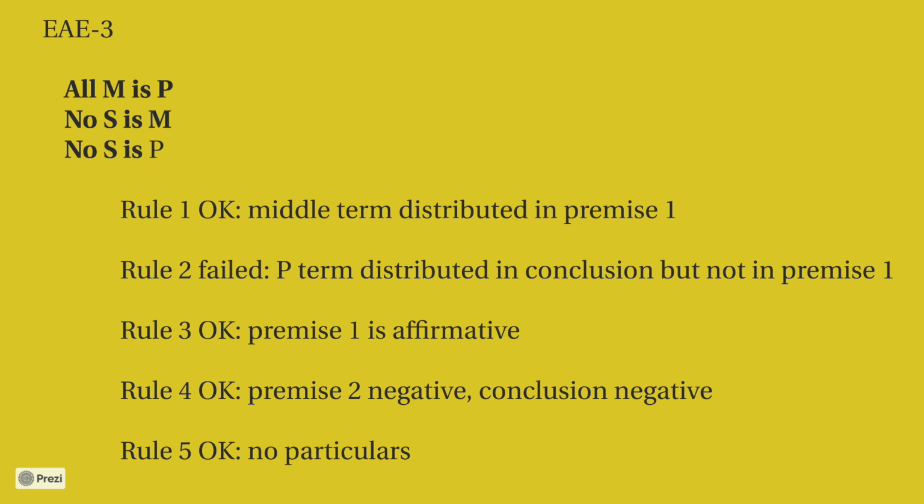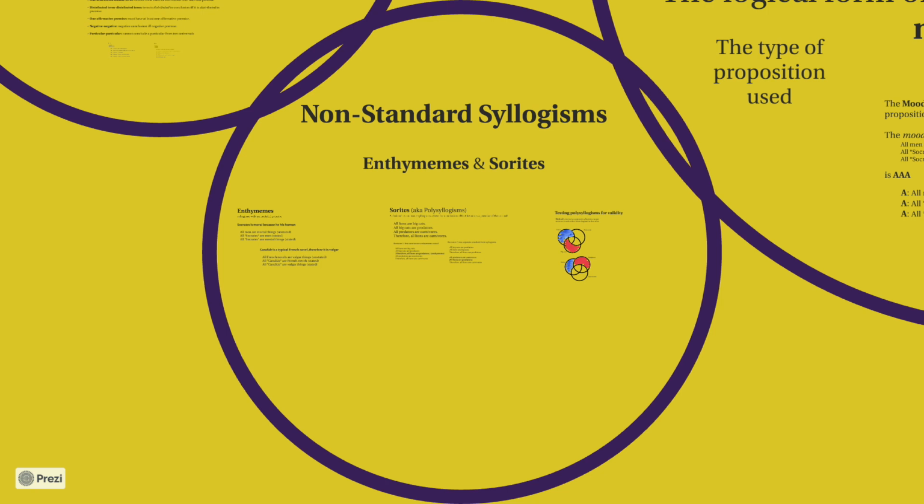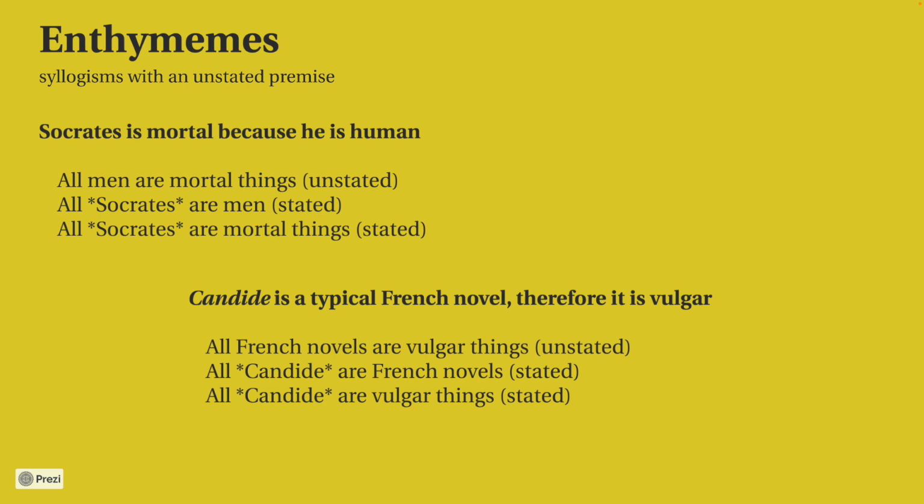Now, the last thing we should consider is that not all syllogisms come in a standard form. And so we need to be able to test validity when they come in a non-standard form. There are two particular types that we are looking at. One is called enthymemes, and the other is sorites. An enthymeme is a syllogism with a hidden or unstated premise. We often mean or imply more than we actually say.